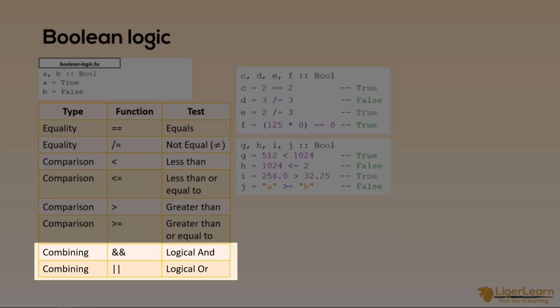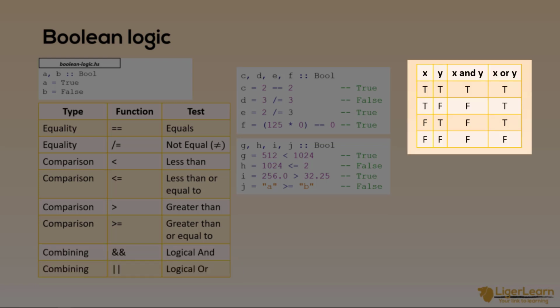The function for logical AND is two ampersands placed together, and the function for logical OR is two pipes placed together. Before we look at code, let's look at a truth table to better understand it. Suppose we have two variables x and y, which take the value either t or f, where they represent true or false respectively. So if x is true and y is true, then x and y will be true since they are both true. X or y will also be true since at least one of x or y is true.